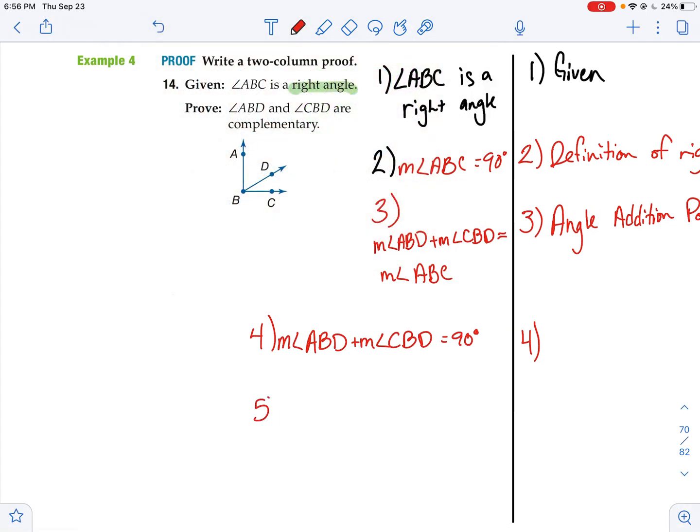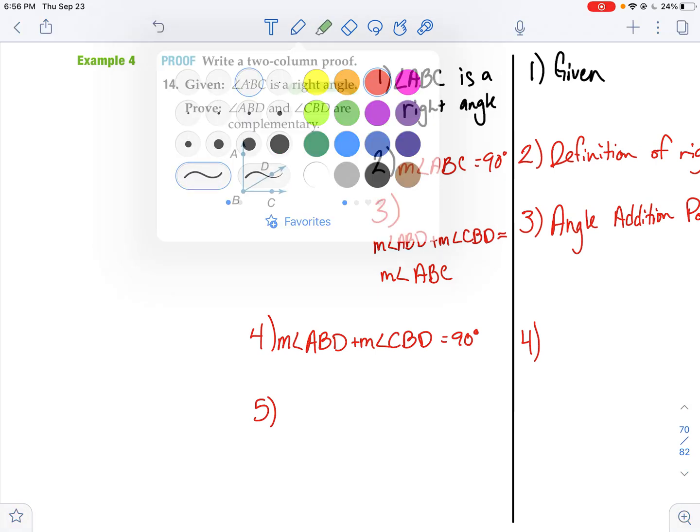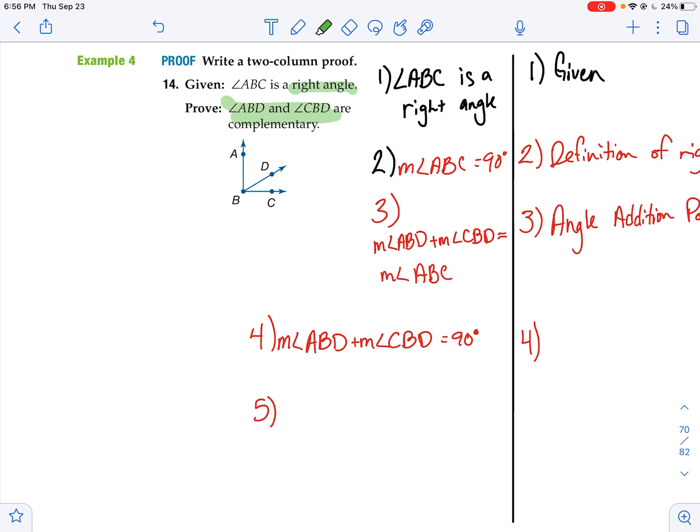Step 5, well, if ABD and CBD are two angles that add to 90, and I just want to prove they're complementary, what does it mean to be complementary? It means they add to 90. So that was substitution. So I'm basically there. To be complementary means they add to 90.